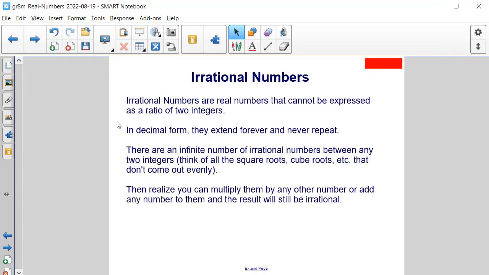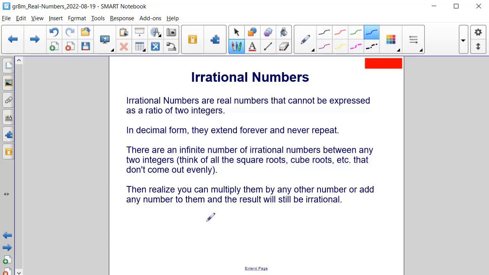Irrational numbers are real numbers that cannot be expressed as a ratio of two integers. In decimal form, they extend forever and never repeat. And there are an infinite number of irrational numbers between any two integers. So for example, if I had 1 and 2, well, I know that the square root of 2 falls in between here, as well as the square root of 3.